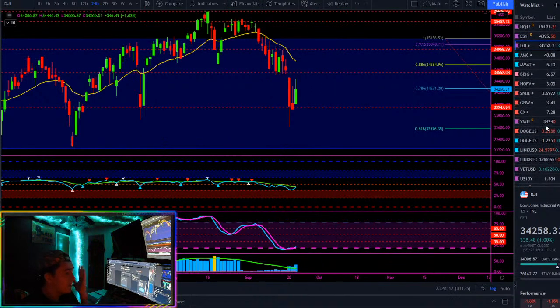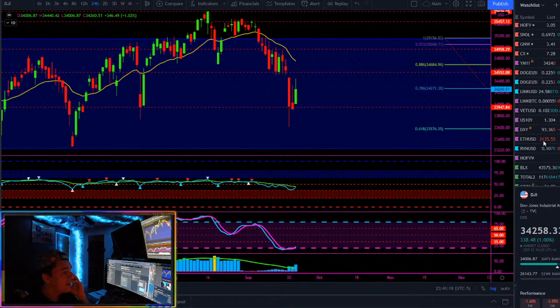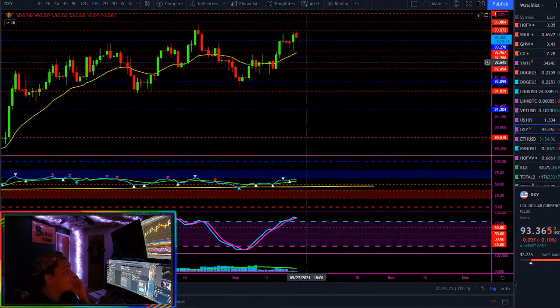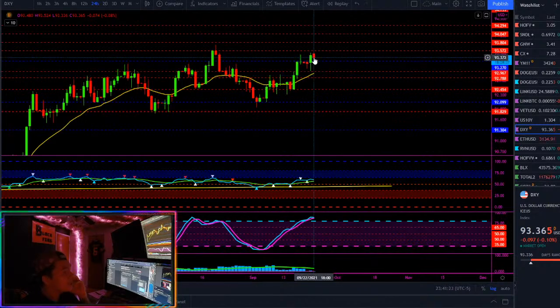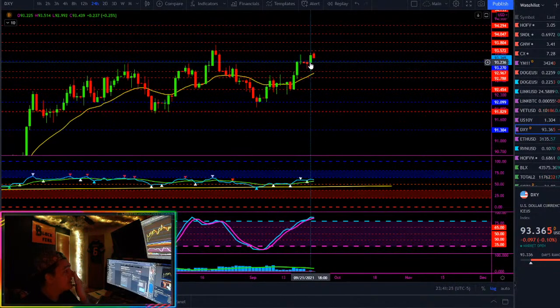I want to see what DXY is doing here today. I do believe it is in a little bit of a pullback, right? Yeah, a little bit of a pullback. Oh, no, actually currently pulling back. We did see DXY here break that resistance. Oh, I told you guys. We put a lot of pressure on that resistance here, right?